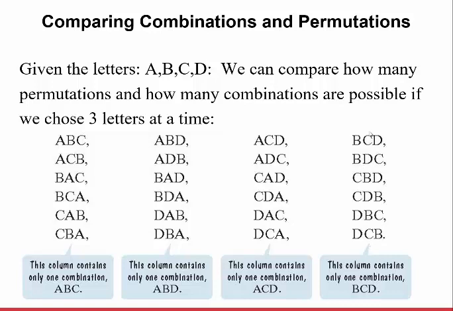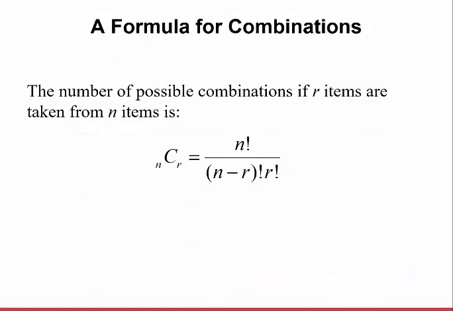Okay, so the number of combinations is going to be a lot less than the number of permutations. The formula for the number of possible combinations if r items are taken from n: if there were 10 items and we wanted to find the number of combinations with 4, we would read it as 10 choose 4. Now it's n factorial divided by n minus r factorial, which we've seen before, but we're also going to have this extra r factorial in the denominator.